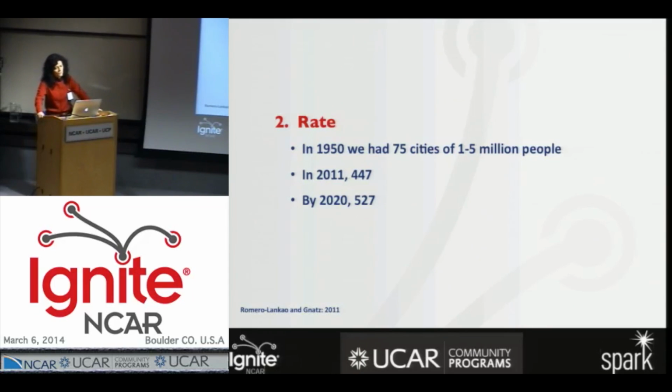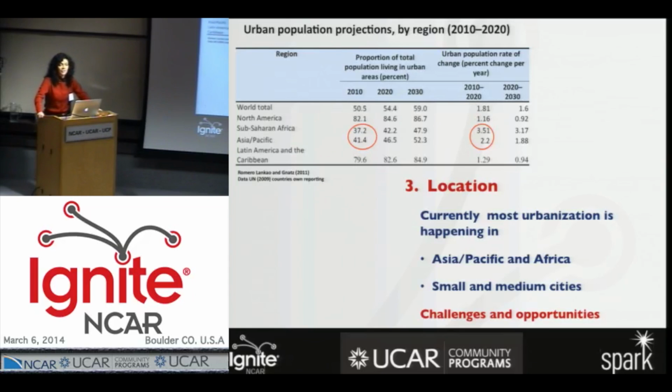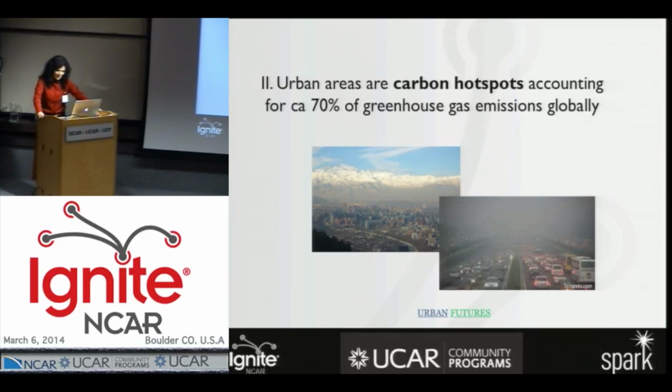In 1950, we had 75 cities of more than 1 million. In 2011, we have 447. Location. Currently, most urbanization is taking place in Asia and in Africa, and in smaller and medium cities. This offers challenges, but also opportunities I cannot talk about now.